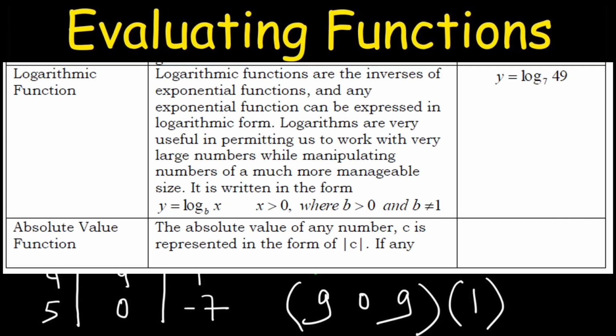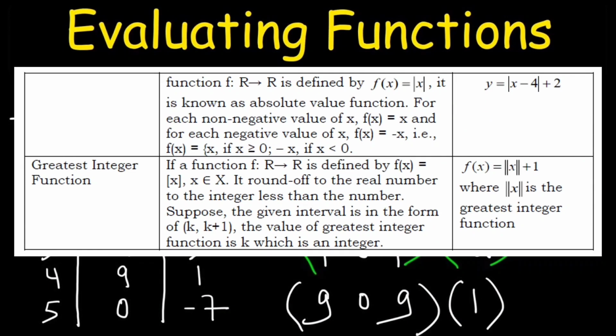Absolute value function. The absolute value of any number c is represented in the form of the absolute value of c. If any function f from R to R is defined by f of x is equal to the absolute value of x, it is known as absolute value function.